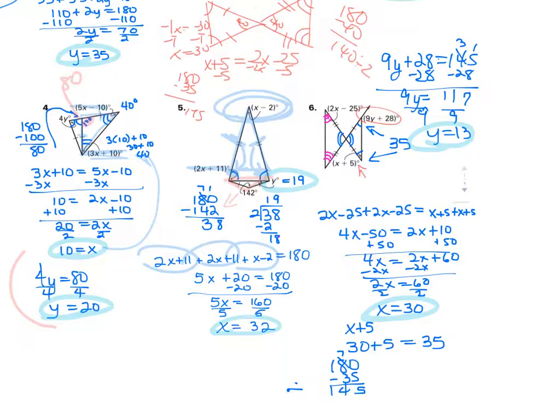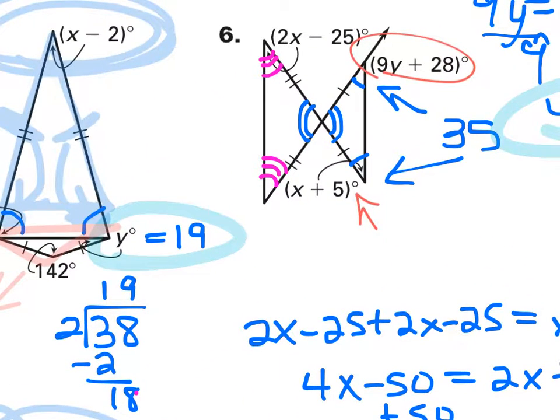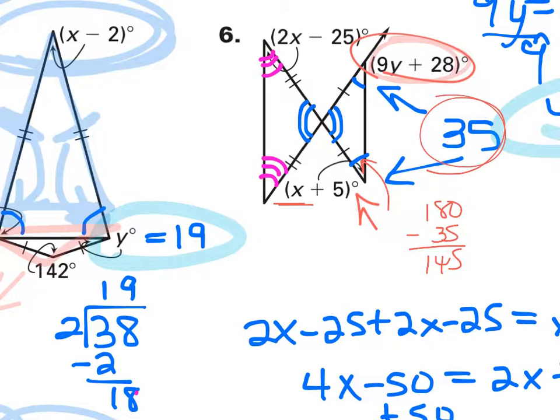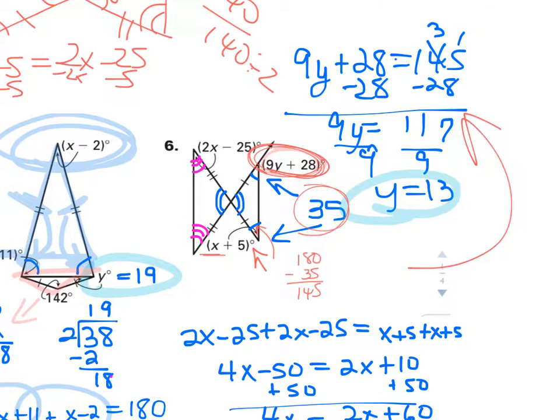So you said that the x plus 5 plus what equals 135? I found x to be 30. And then when I plugged in 30, I found that these two base angles were 35 degrees. But I was looking for the exterior angle for y, so I had to do 180 minus 35, and I got 145. Then I set 9y plus 28 equal to that, because it was the exterior angle. And that's the work I did right here.